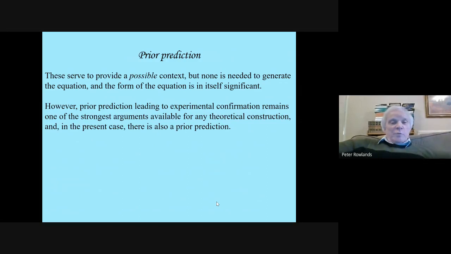However, if you go on a prior prediction and then it leads to experimental confirmation, that's one of the strongest arguments ever available for any theoretical construction. And in the present case, there is also a prior prediction, and a very long time before the dark energy was actually found.